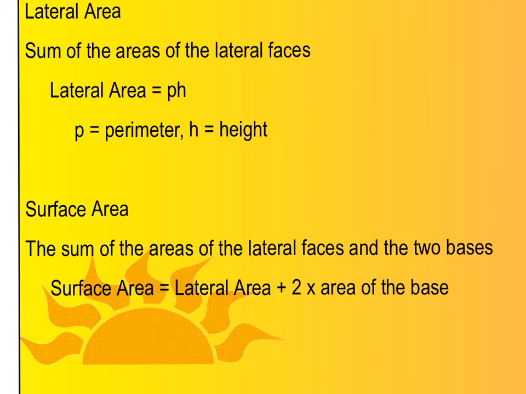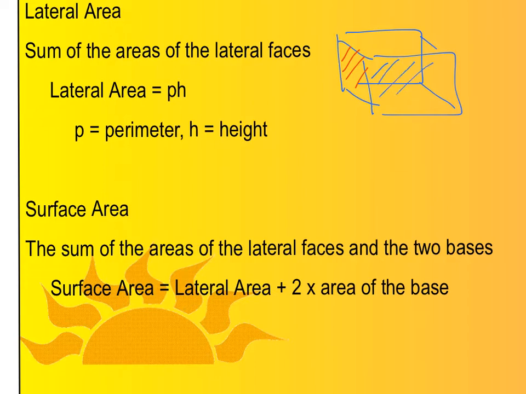We can compute a couple different types of areas when dealing with prisms. The first type is a lateral area, which is the sum of the area of the lateral faces. To find this, we're going to take our perimeter and multiply by our height. So in other words, if we're talking about our 3D picture of our room again, the lateral area would be the area of the left and right wall and the front and back wall. So just the walls.